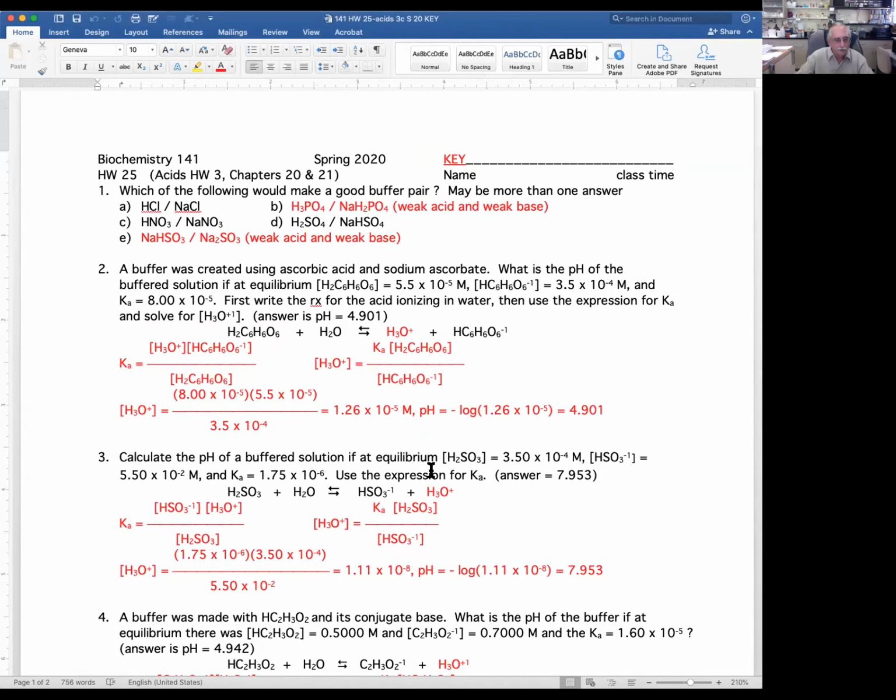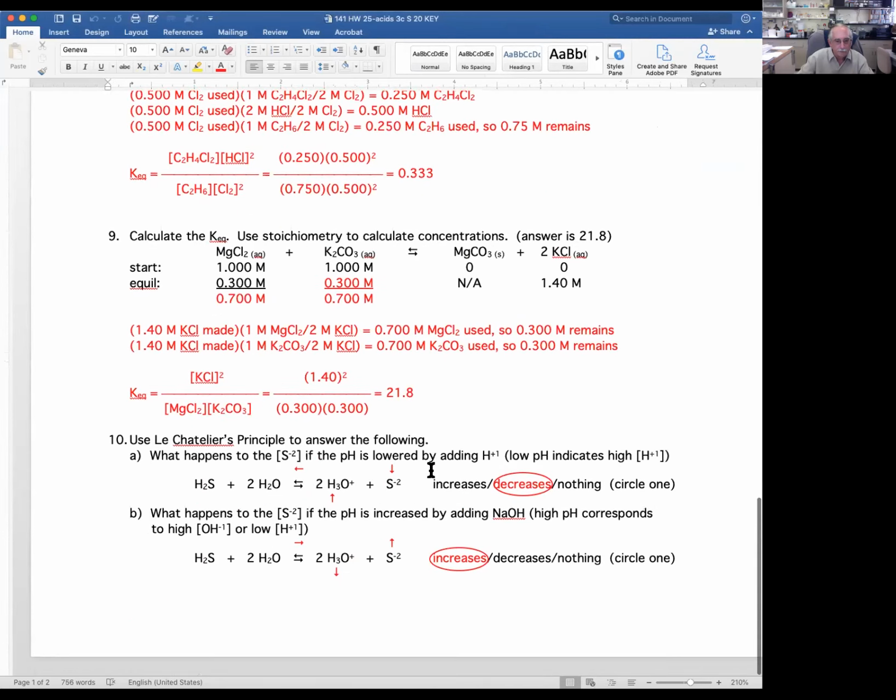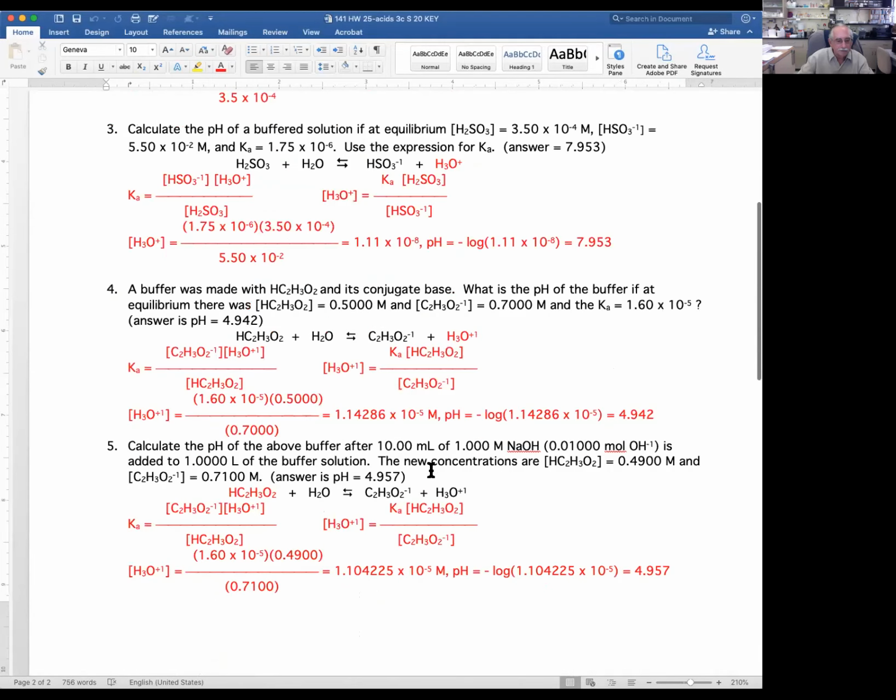Okay, so this is homework 25. It's on acids and bases. So homework 26 was the only one that was on that last chapter. But maybe I'll just go over this anyway.